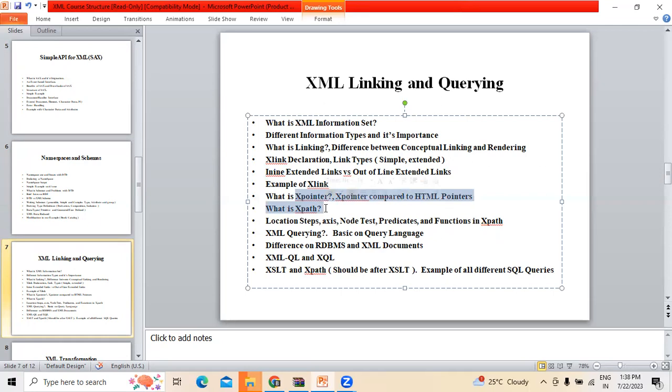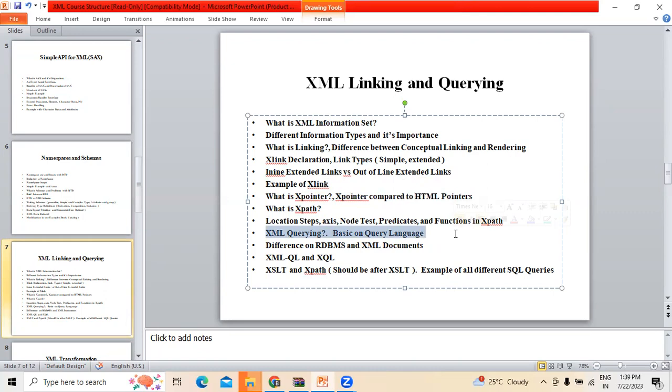Next, querying is even important here, so we'll be discussing XML querying. So the basics of query language, because we will be using different query languages to extract the information. That query language is called XML query language. I'm talking about XQuery, not SQL. Right? So structured query language is what we are discussing. Followed by this, we are going to discuss the difference between the relational database management system and XML documents, and how these SQL means structured extensible query languages, all that.